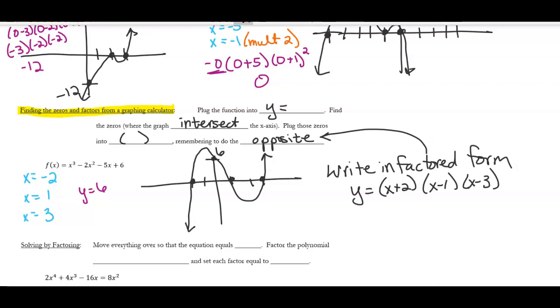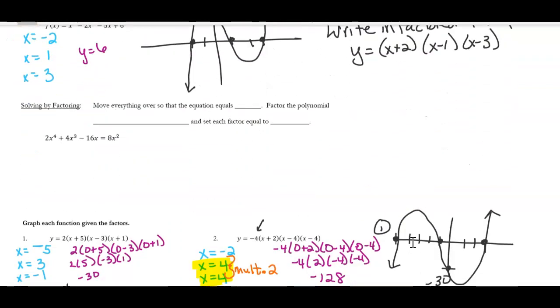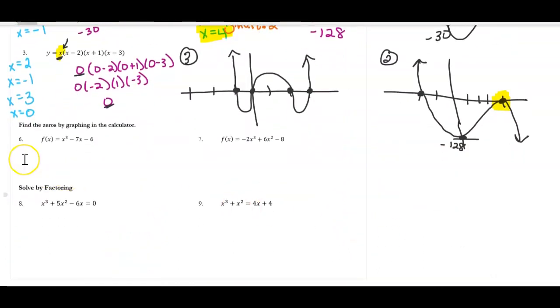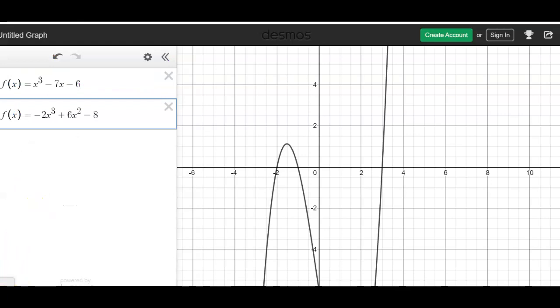Okay, so let's go down and look at the examples. And I know this is a lot of notes. It's kind of a big section, but we're almost done. Okay, so I'd like you to try 6 and 7 by plugging them in the calculator and then finding the zeros and graphing it. Okay, so here's what you have for number 6.